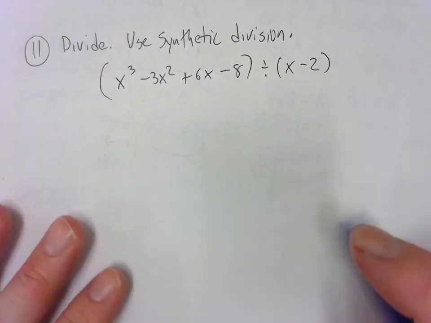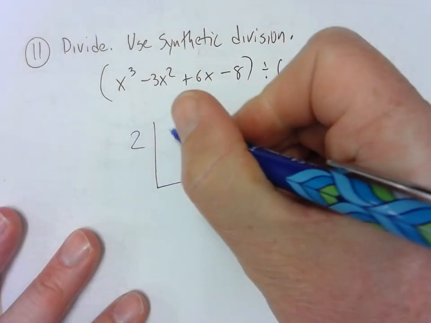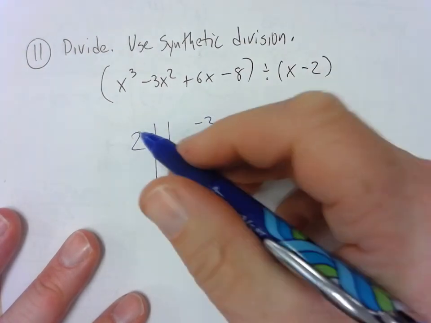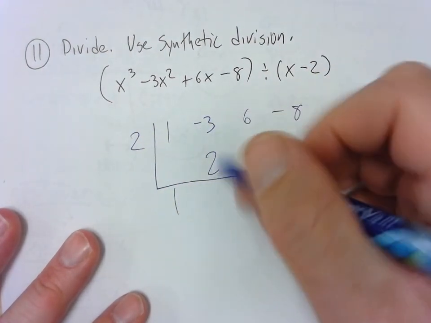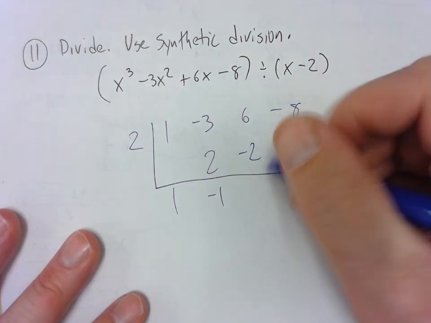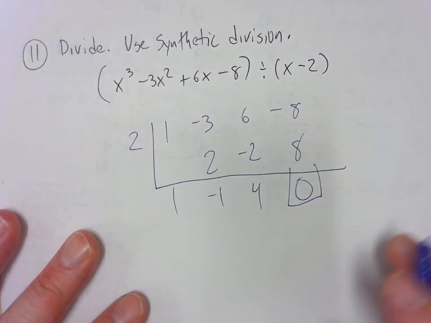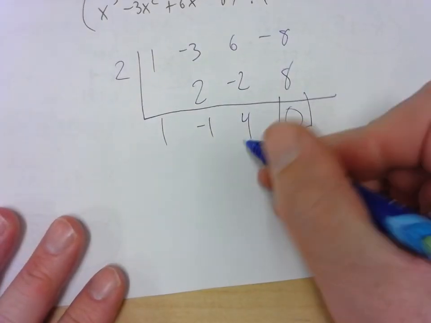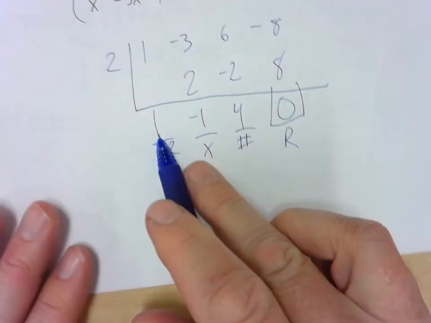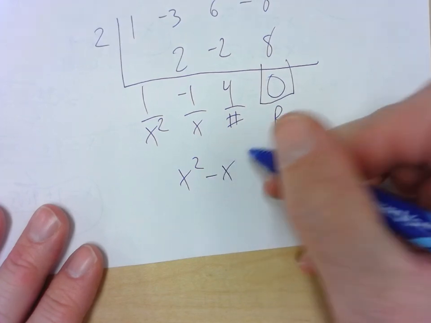Okay, synthetic division. Step 1, change the sign. 1, negative 3, 6, and negative 8. We drop the 1 down, we multiply, we add these two together, we multiply, we add these two together, we multiply, and we get a remainder of 0. Then we know that this is the remainder, this is the number, this is the x, this is the x squared. So the answer is 1x squared minus 1x plus 4.